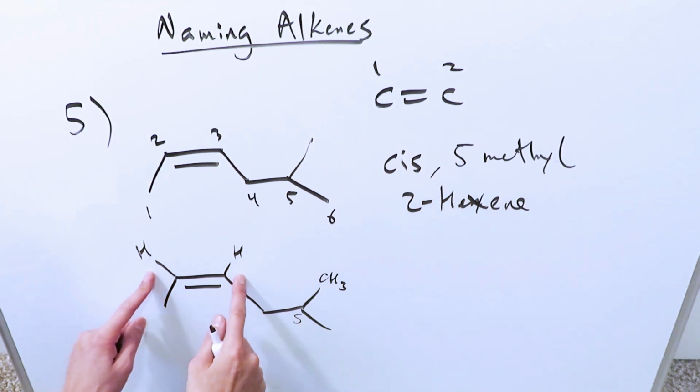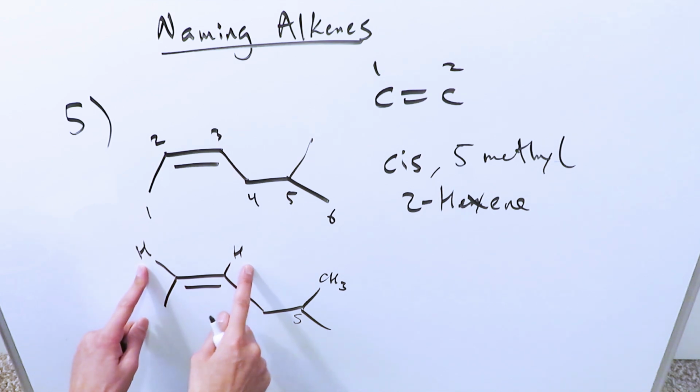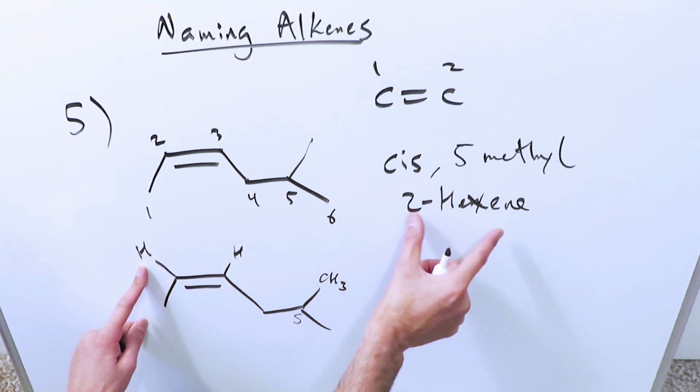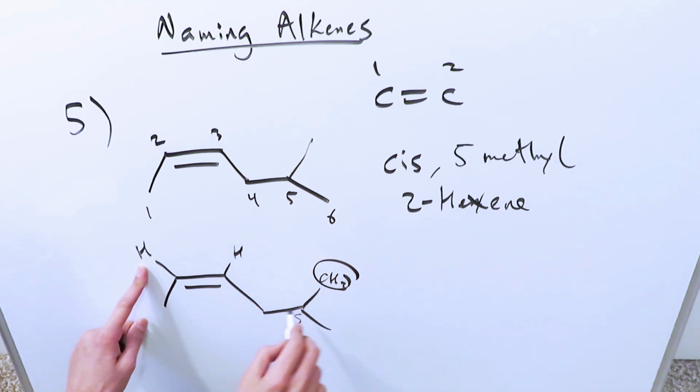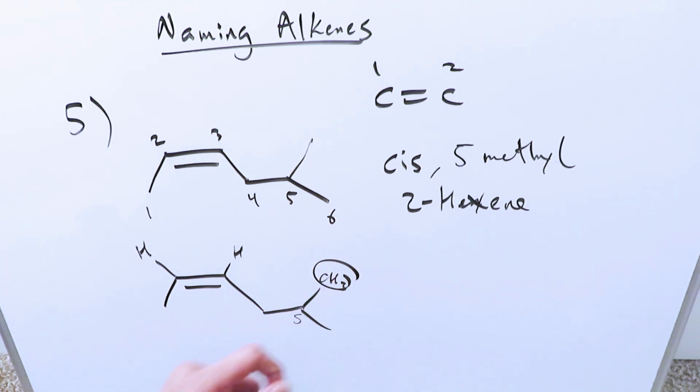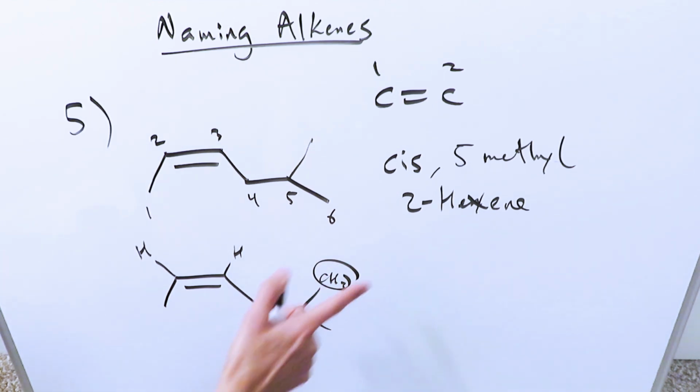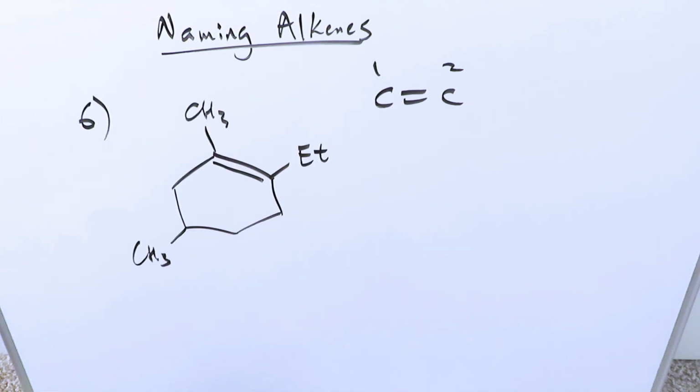Cis meaning the items around the double bond are in a cis arrangement. The 2 hexene meaning the alkene functionality starts at carbon number 2. 5 methyl, you have this attachment at number 5. That's the correct name for this compound, and it will be exactly how you want to present it on an exam.